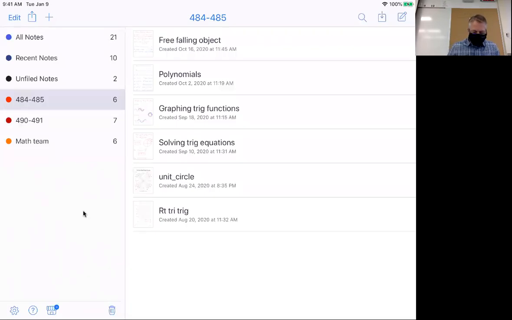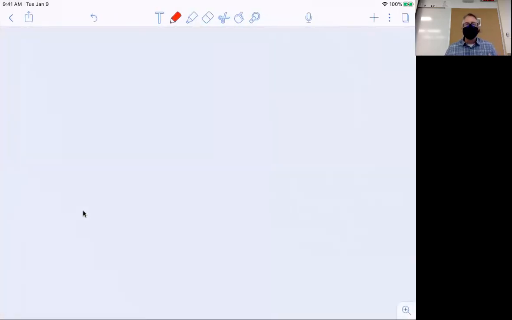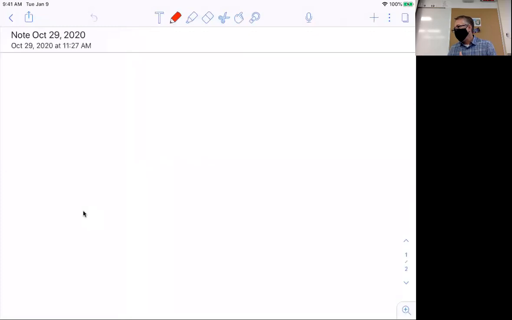in our Notability folder, so for 484, 485, I'm going to start with a whole new note here. So let's click that and make a whole new note, because once we take a quiz, it will be starting from today forward. So that'll give us an idea in terms of how we can look back to study for that quiz.